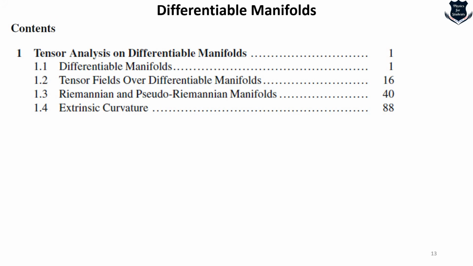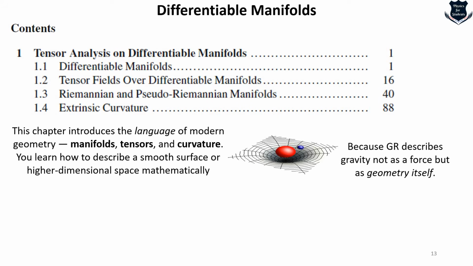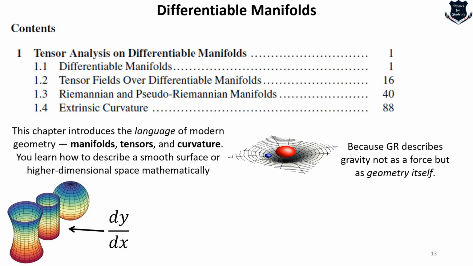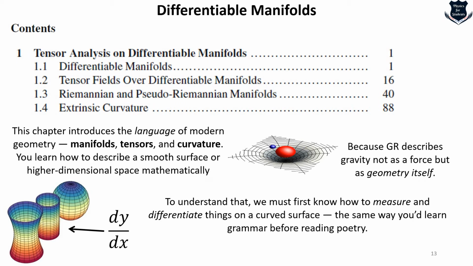Here you can see the content of the book. Up to 88 pages are on tensor analysis on differential manifolds. The chapter introduces manifolds and tensors, and you can learn how they describe higher dimensional space. This is what the book tells us: general relativity describes gravity not as a force but as a geometry, and once you start applying calculus you can actually measure and differentiate things on a curved surface. You would start learning the grammar before reading the poetry.